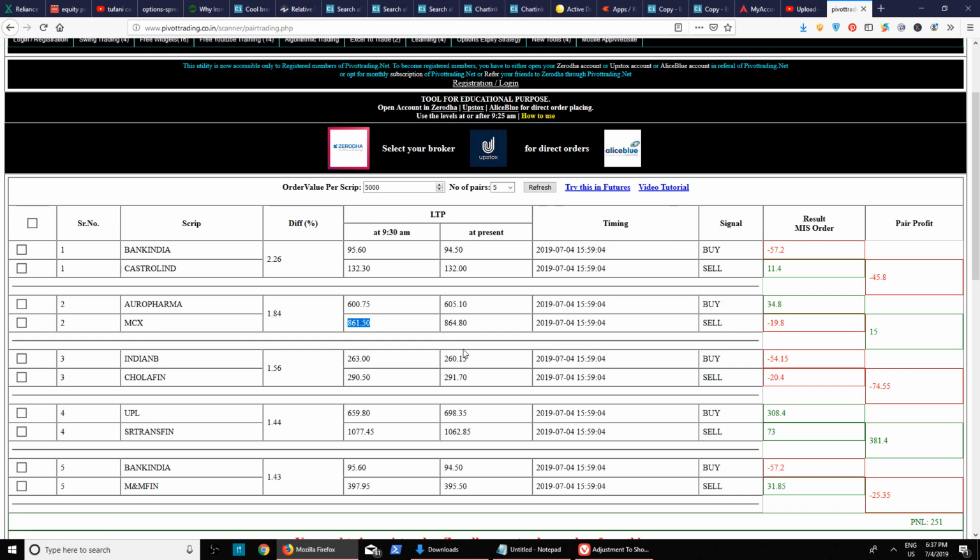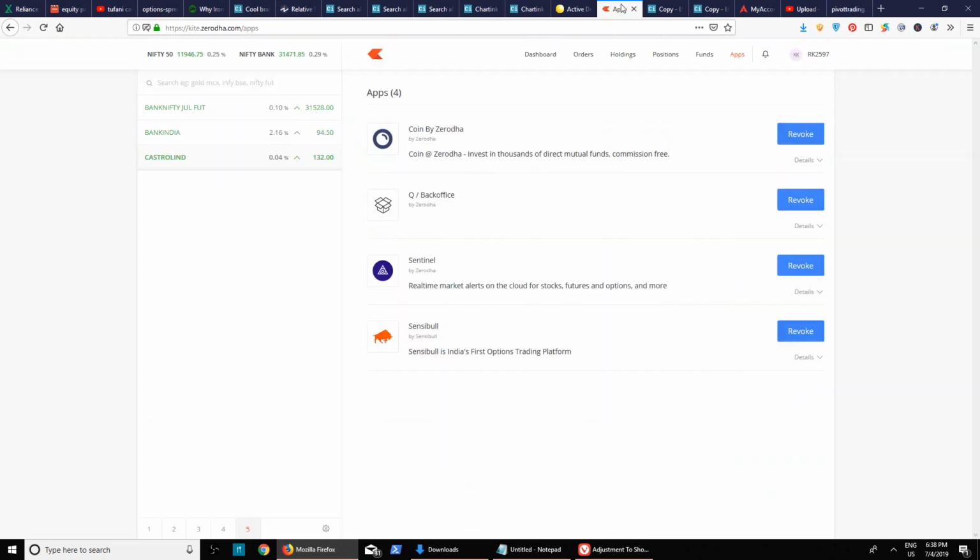So there would be a profit of approximately 1.84 plus, and again there could be slippages. Again, you would see here there is a buy and a sell position. The best way to check here would be, because the closing prices will not reflect it, the Bank of India actually closed at 94.50, Castrol India.